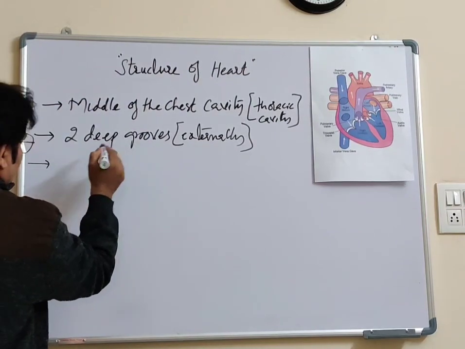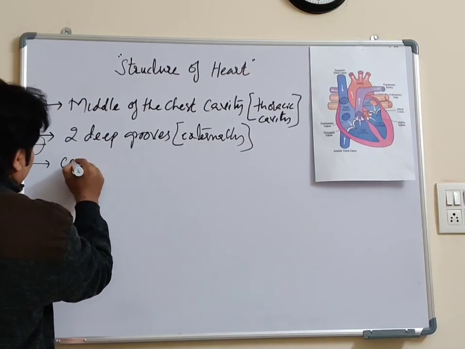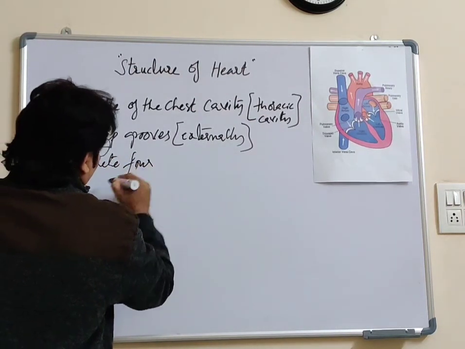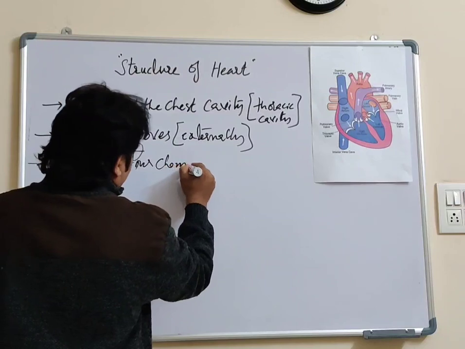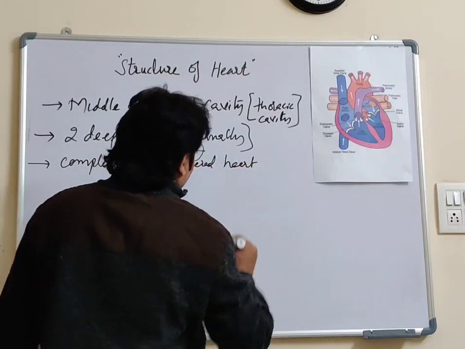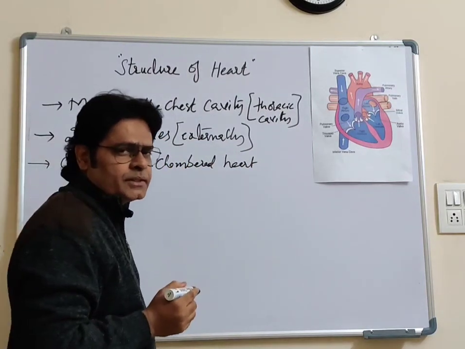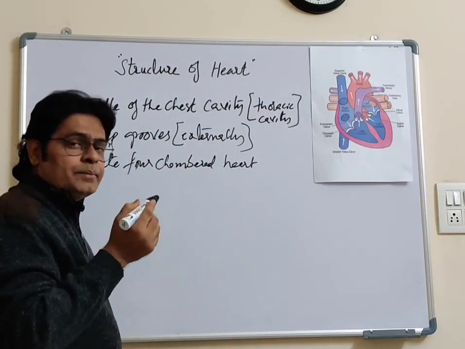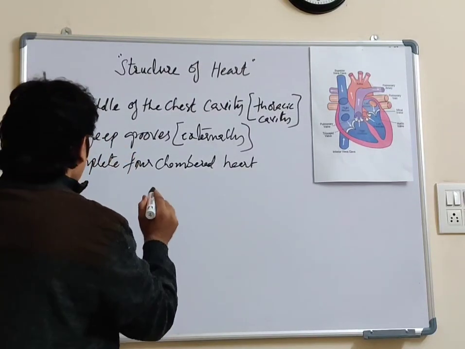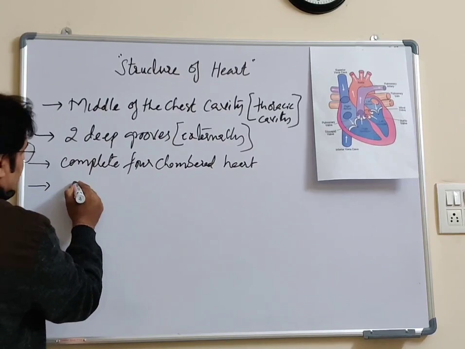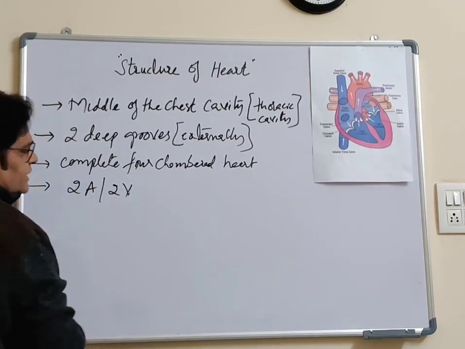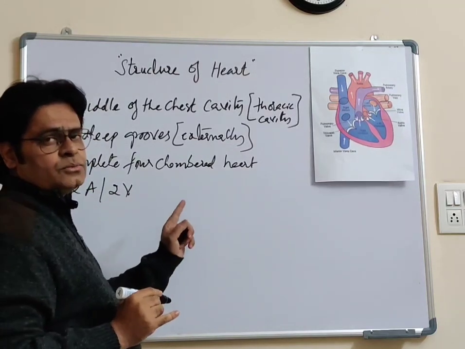A human being's heart is a complete 4 chamber heart. Other organisms have a 2 chamber heart, 3 chamber heart, incomplete 4 chamber heart, and 4 chamber heart. So human beings have the 4 complete chambers. And what are the 4 chambers here? 2 auricles and 2 ventricles. These are the chambers.